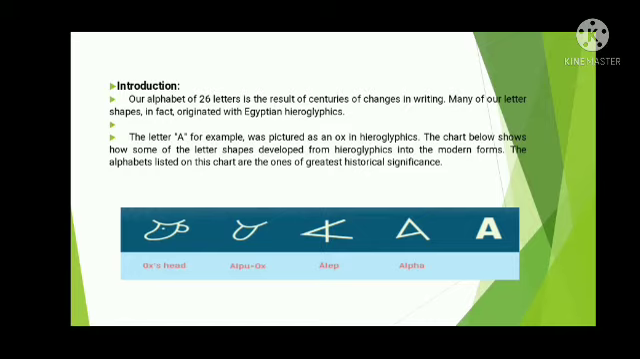The letter A, for example, was pictured as an ox in hieroglyphics. The chart below shows how some of the letter shapes developed from hieroglyphics into the modern forms. The alphabets listed on this chart are the ones of the greatest historical significance.